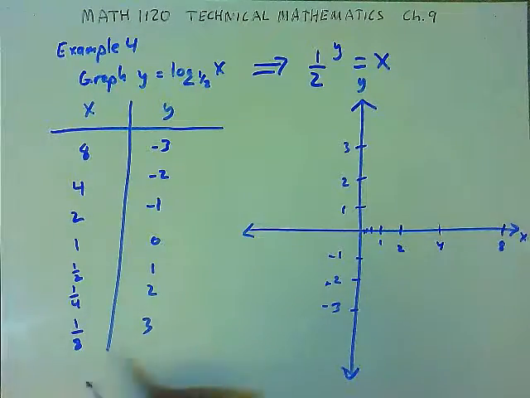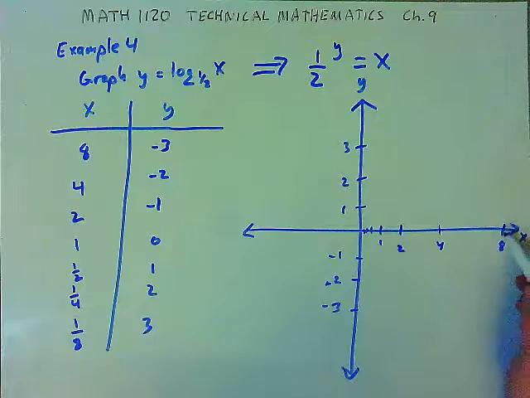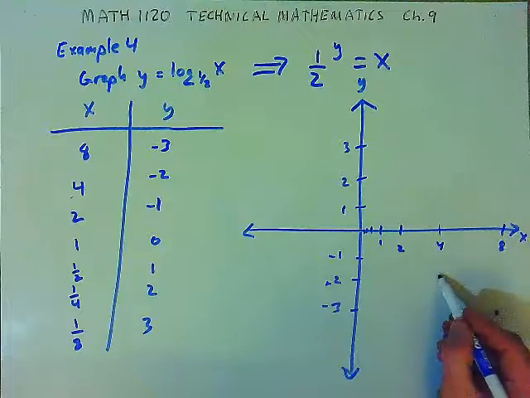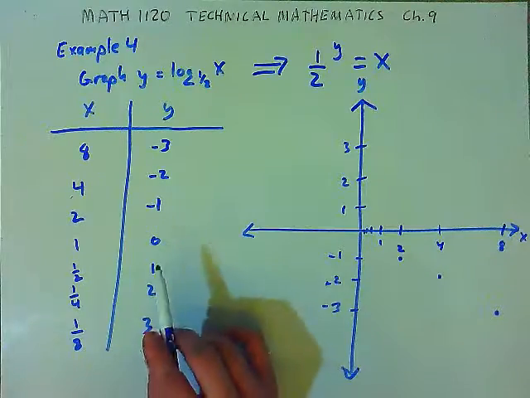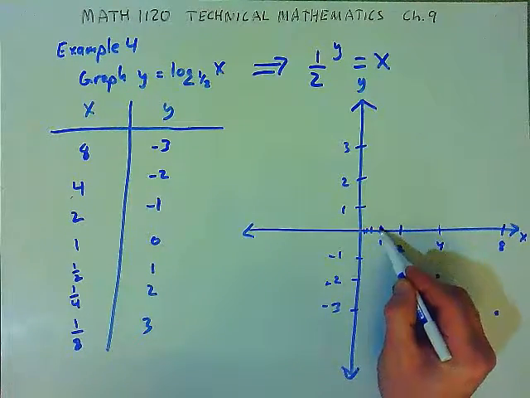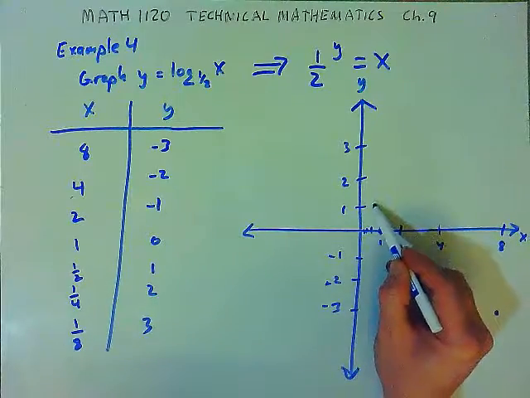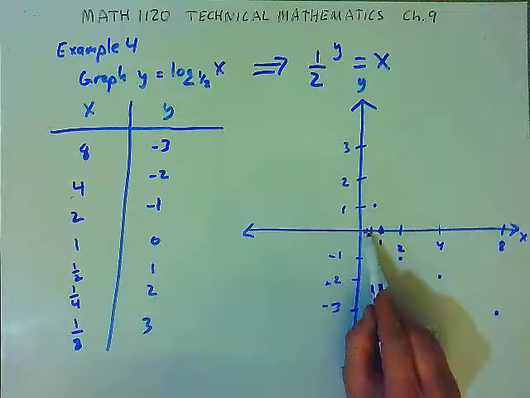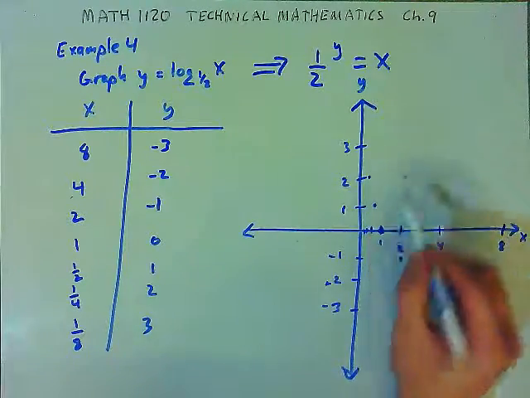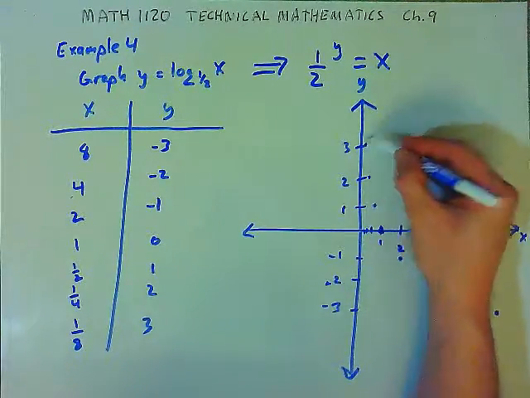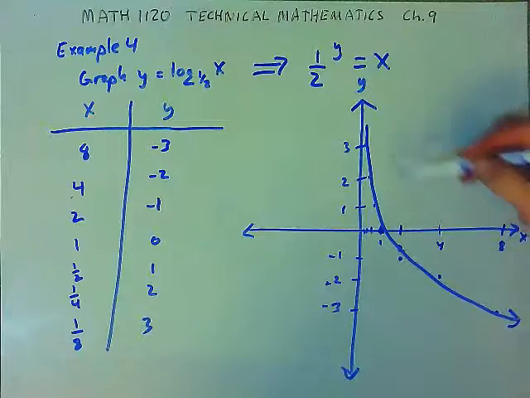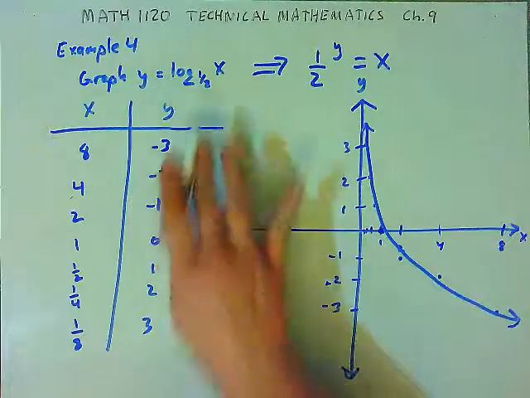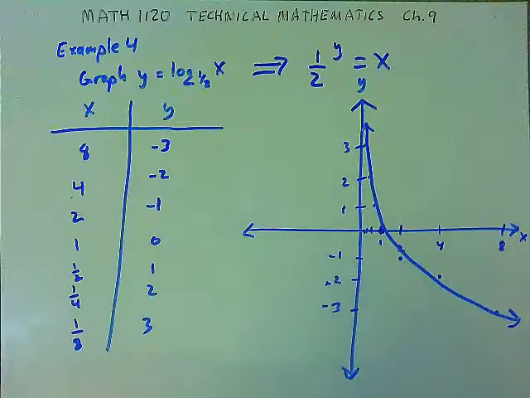Okay. And so when x was 8, y was negative 3. When x is 4, y is negative 2. When x is 2, y is negative 1. When x is 1, y is 0. When x is 1 half, y is 1. When x is 1 fourth, y is 2. And when x is 1 eighth, y is 3. So this time we get an equation that looks something like this. This will be the graph for the equation y equals log base 1/2 x.